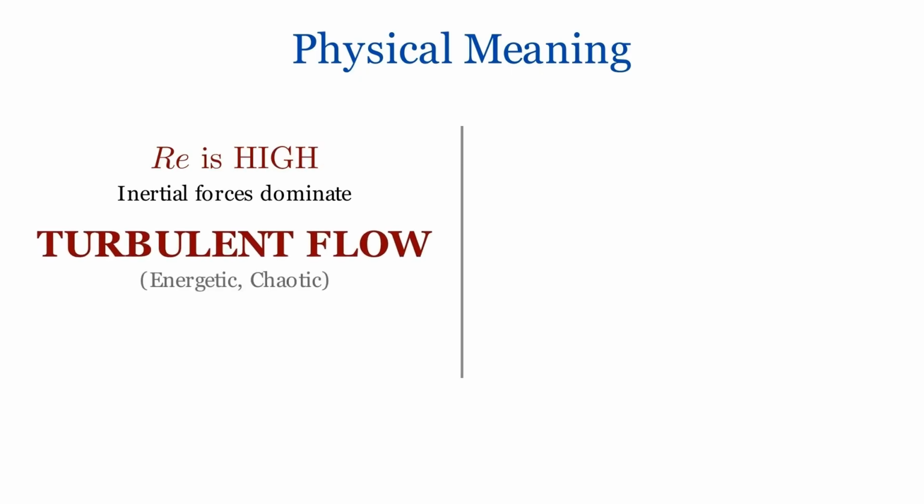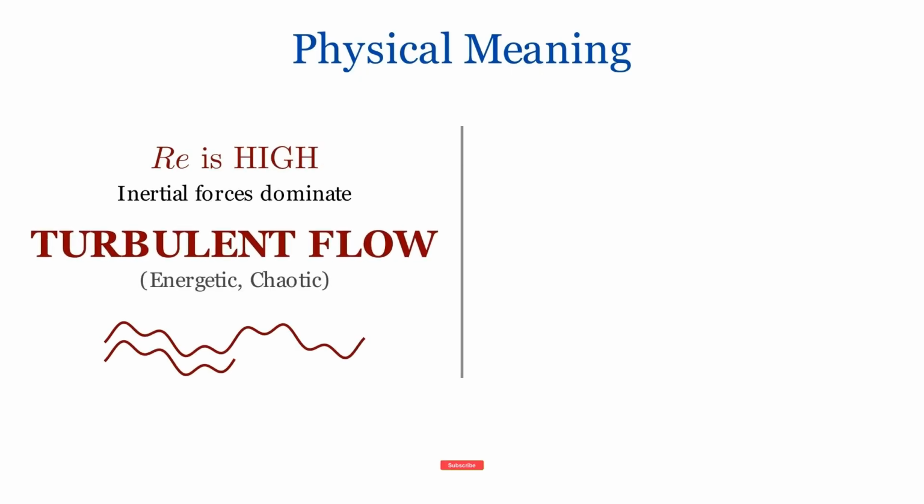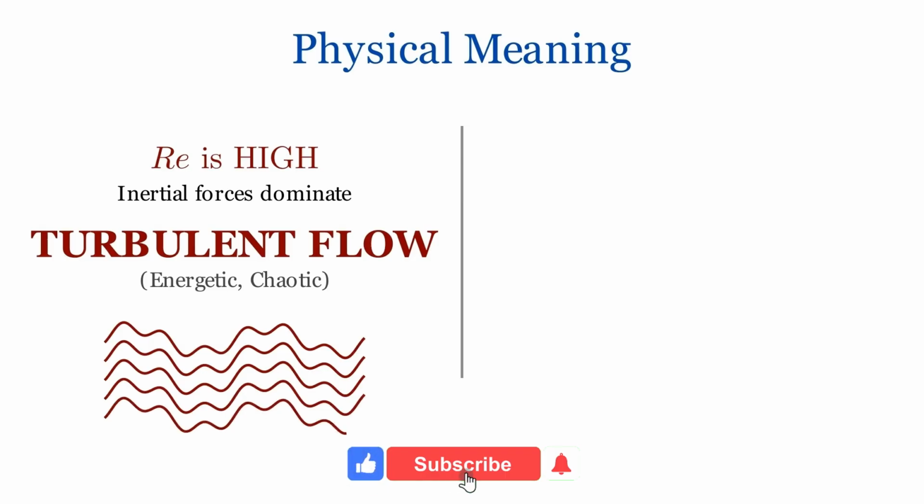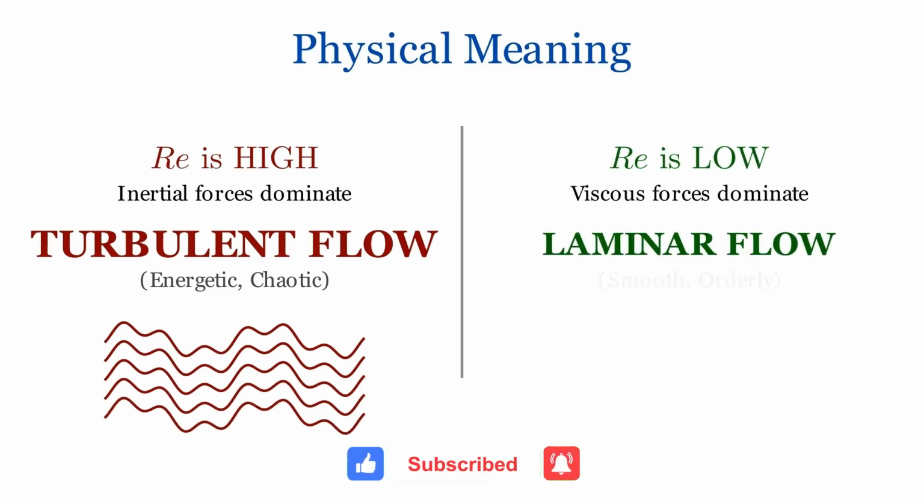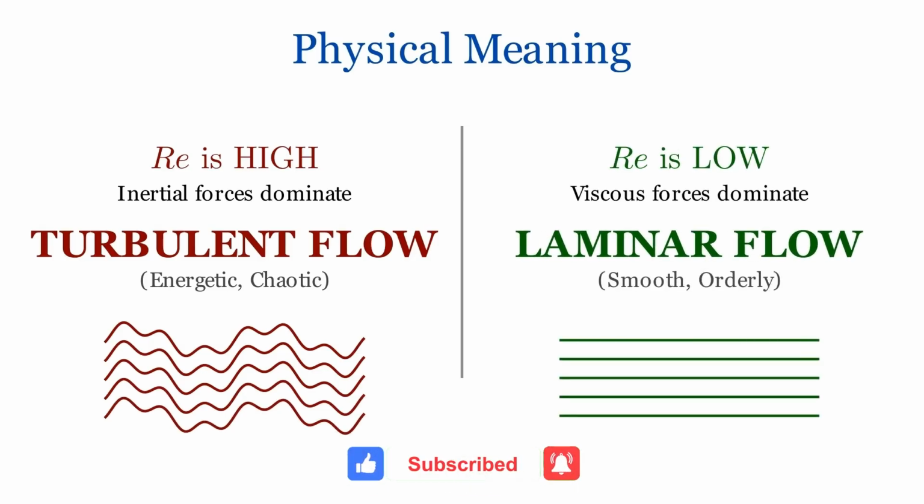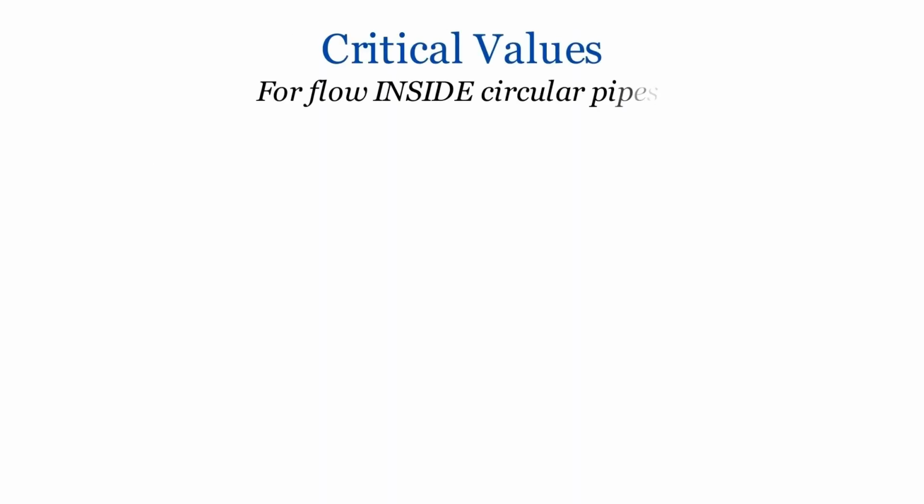Physical meaning: when Re is high, inertial forces dominate, flow is energetic and chaotic, turbulent flow. When Re is low, viscous forces dominate, flow is smooth and orderly, laminar flow. The critical values, memorize these.